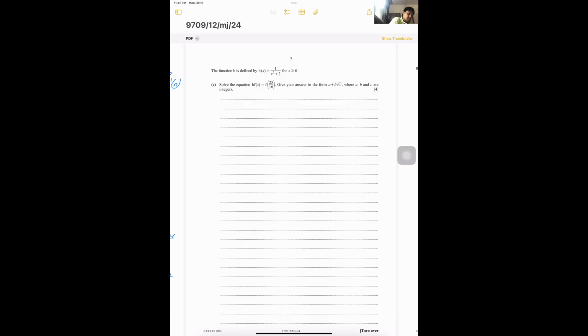Part C. So the function h is defined by this equation. Solve the equation h(f(x)) equals f(25/16). Give your answer in the form a plus b root c, where these are integers. So these are integers, very important.